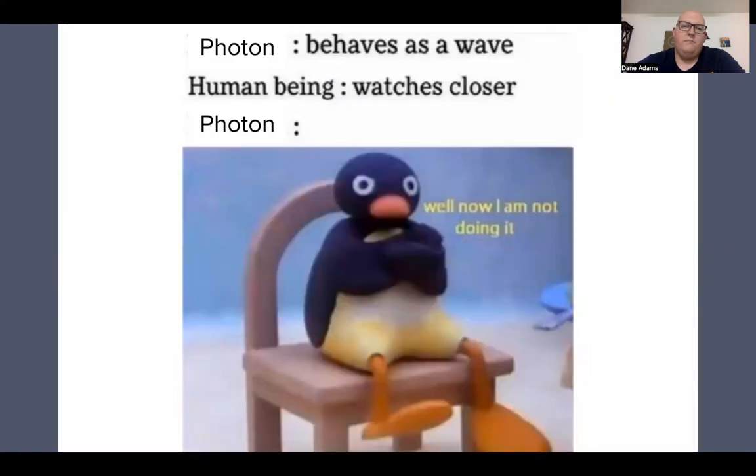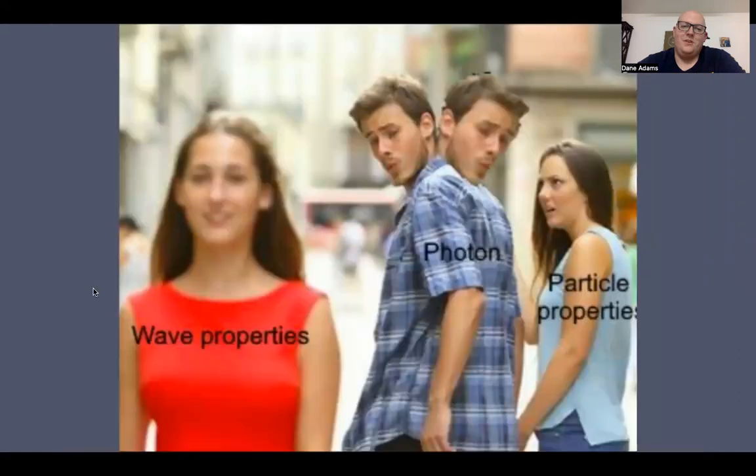Here's another. A lot of these are SpongeBob themed. I like SpongeBob. Here's another. Here's another. I didn't make these, by the way. These are just on the internet.